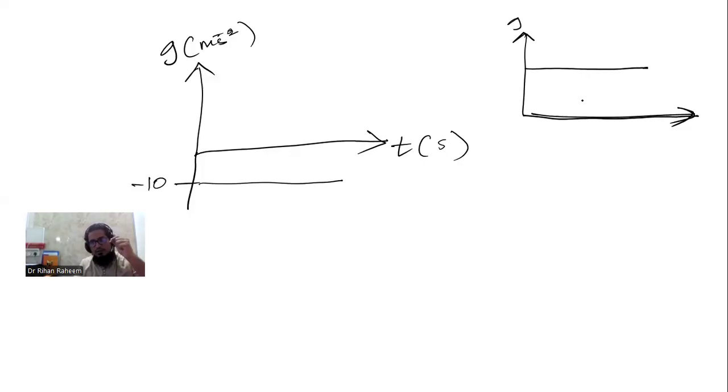But the situation today which we discussed is both, going up and coming down. So both the graphs are there. Minus 10 value graph and plus 10 value graph.